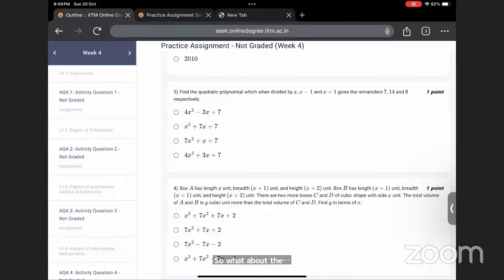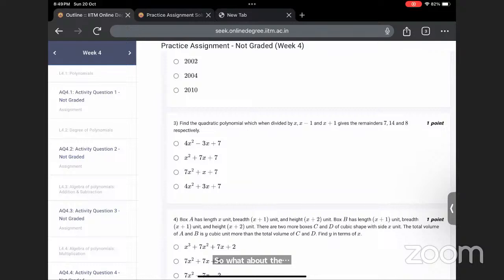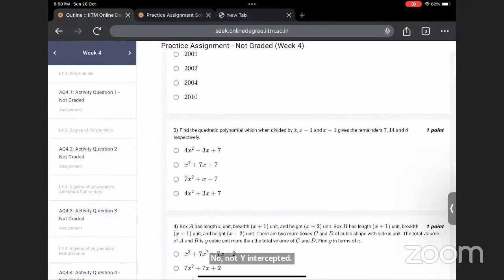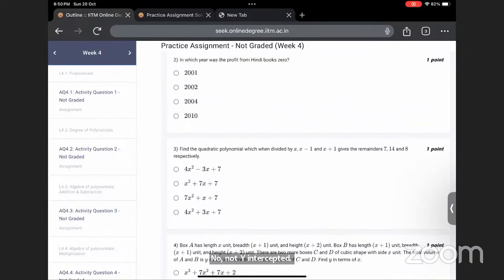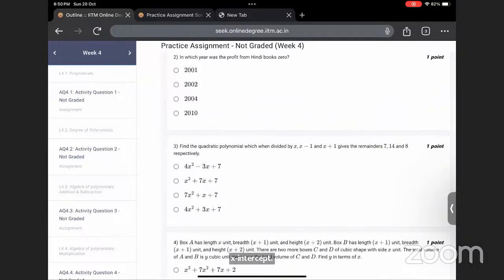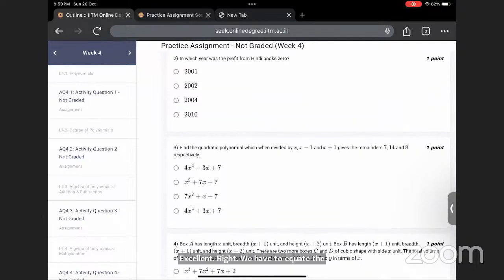No, not Y-intercept, X-intercept. For the x-intercept, we have to equate the equation with 0. That means we are equating the y coordinate with 0. That means the x-intercept, right? Y is equal to 0.